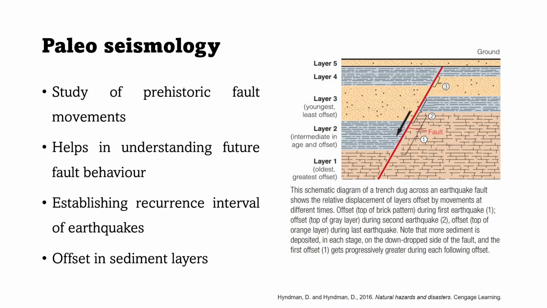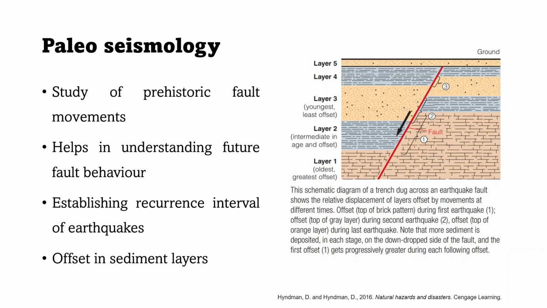So if you study the older fault movements, that will tell you how frequently the earthquakes are happening, and then you can actually predict, although not very accurately, but still this helps you in understanding or quantifying when a future earthquake might happen. This is something you can understand from the offset seen in sediment layers.